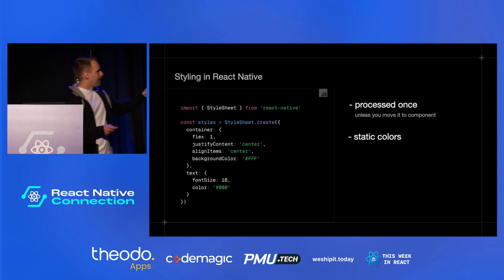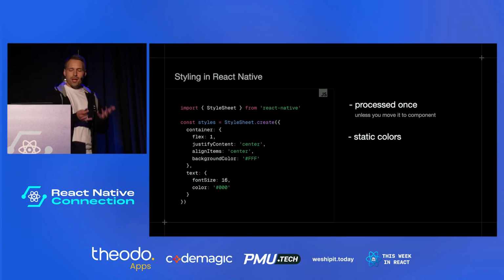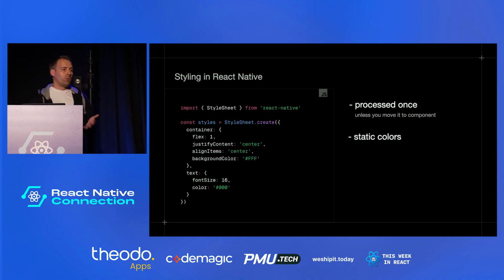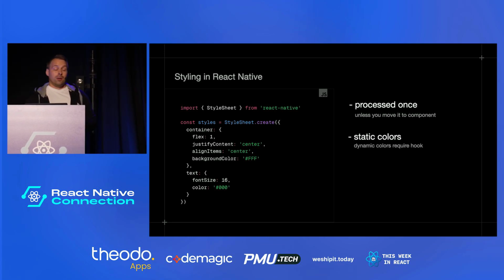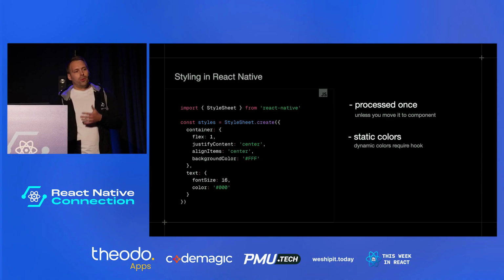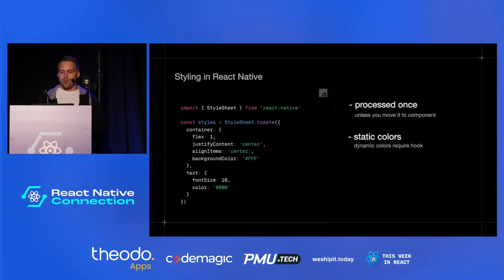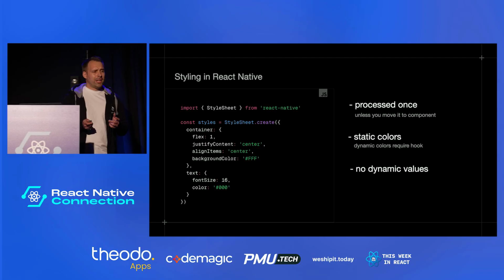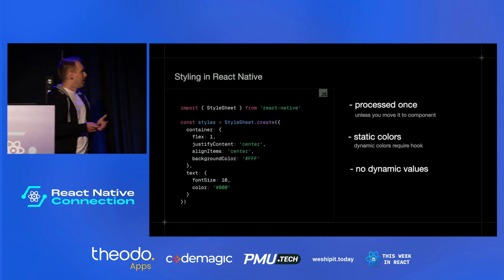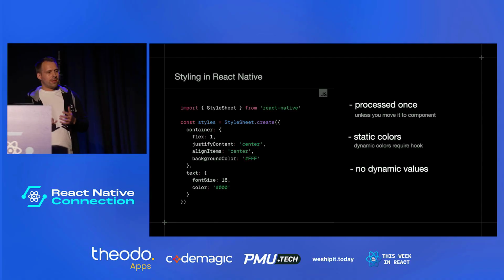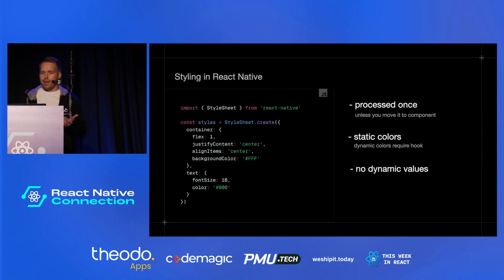Also, you can see that background color and color are fixed. There is no way to change them during runtime, for example, when the user switches color scheme, unless you write your own hook and re-render every time. So that's another approach. We have no dynamic values, and not only colors or sizes. There is no place for functions. You cannot call this container style from the component. It's fixed.